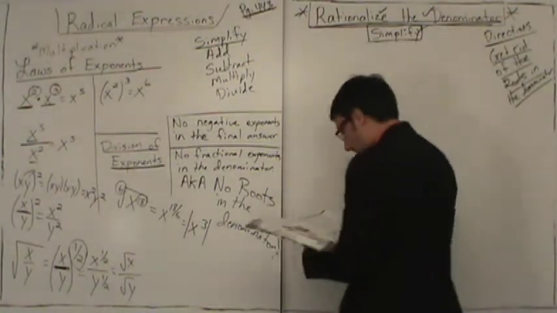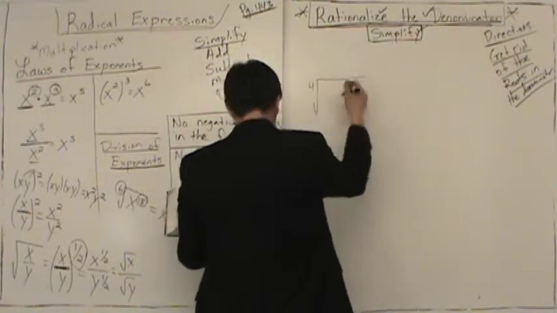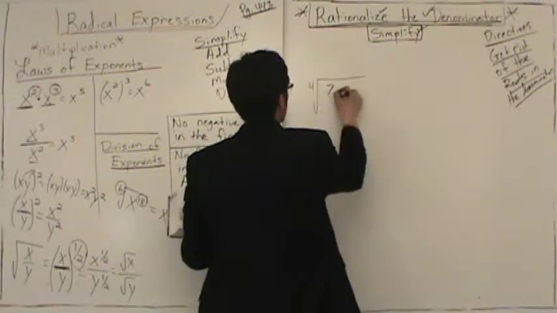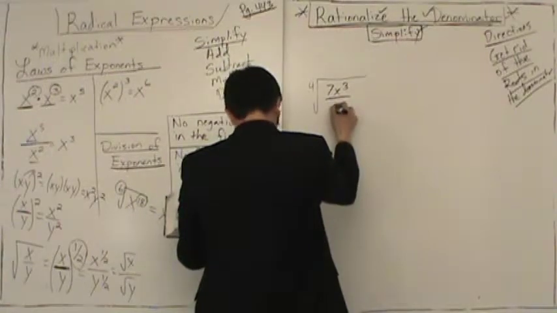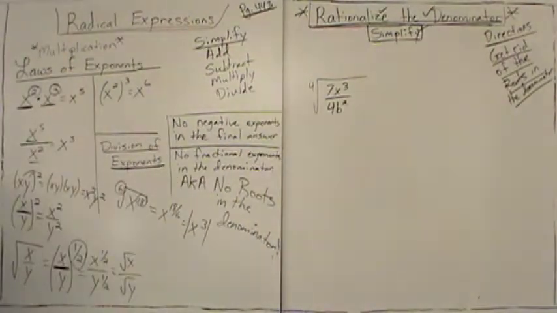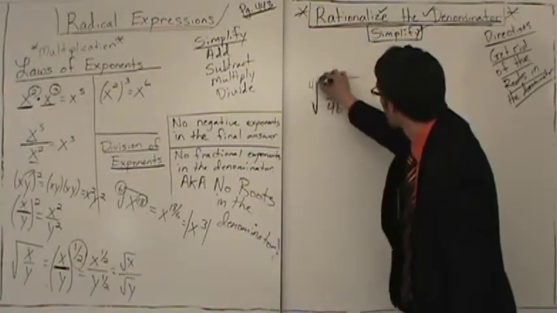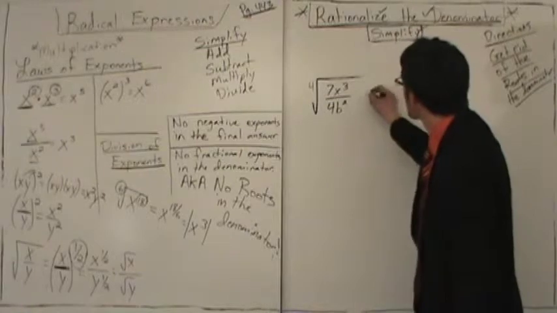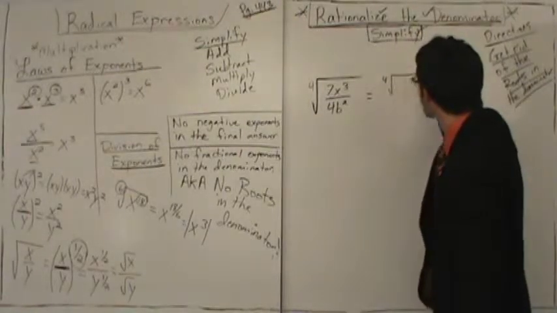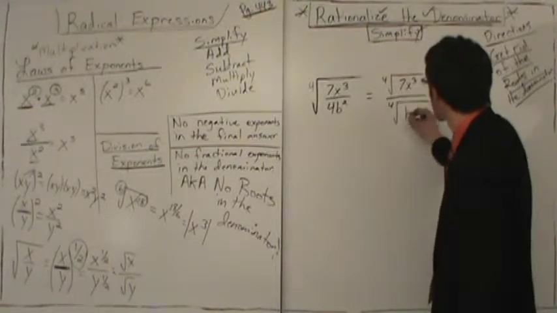Okay, so number 25 says the 4th root of 7x cubed over 4b squared. Now, this is an interesting example. So we look at first the radical. If we take the 4th root of a fraction, can we split this up as the 4th root of 7x cubed over the 4th root of 4b squared?